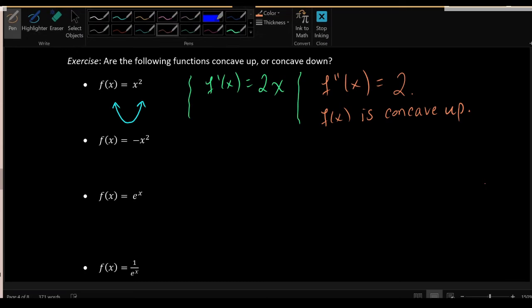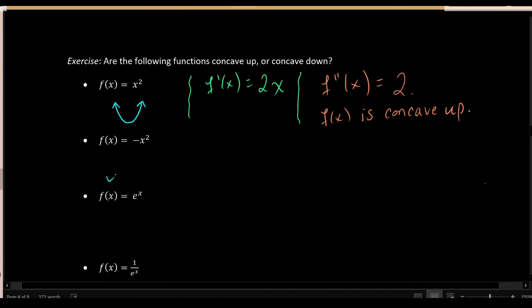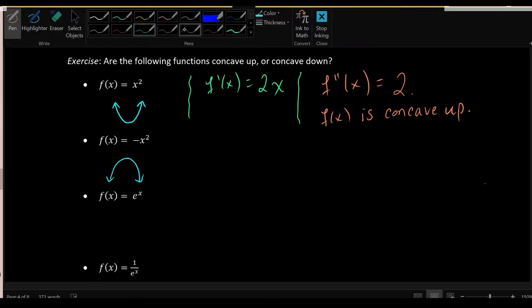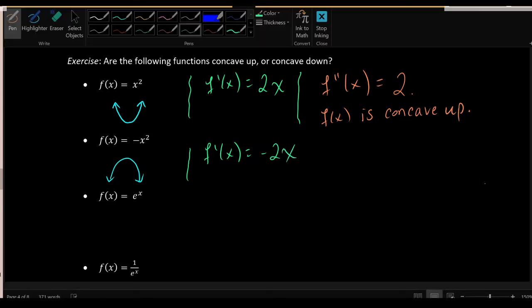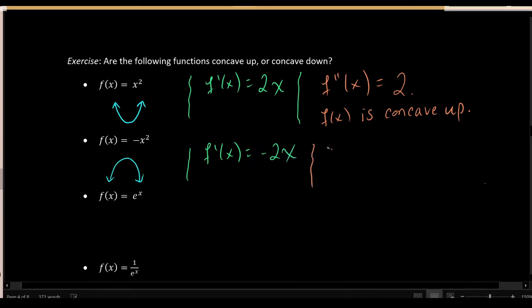Conversely, if we had negative x squared, a parabola which opens down, in this case, f prime would be negative 2x. And therefore the second derivative would be negative 2, the constant. Because that second derivative is a negative number, the function f of x would be described as being concave down.